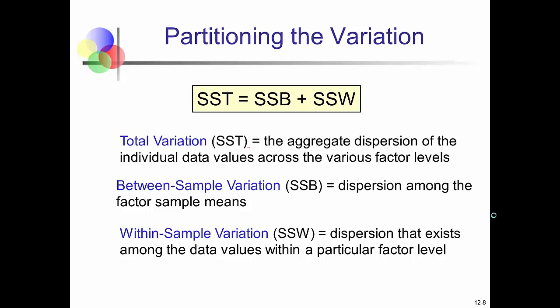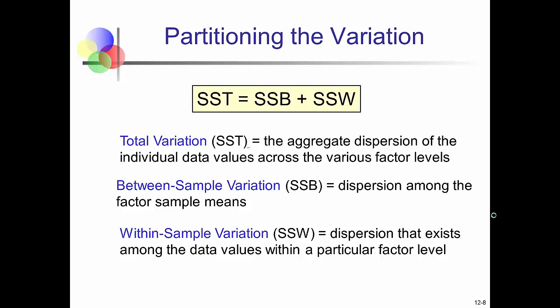The between sample variation, or SSB, sum of squares between, is also often called the sum of squares explained. This is the variation that we see between the samples that's due to the factor. So this says dispersion among the factor sample means. We're really measuring the difference between the sample means across the levels. Then we have the sum of squares within. This is often called the sum of squared errors or the sum of squares unexplained. This is the variation that occurs inside the samples, and we consider this variation due to sampling. So we look inside a particular level and we talk about the variation inside that level.